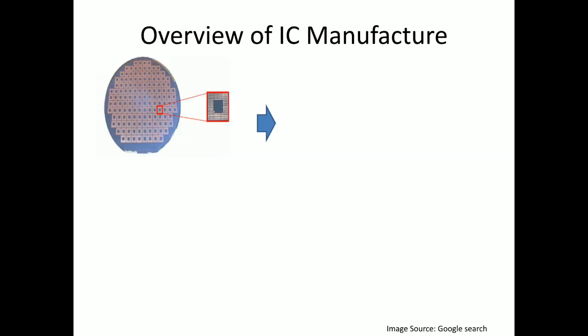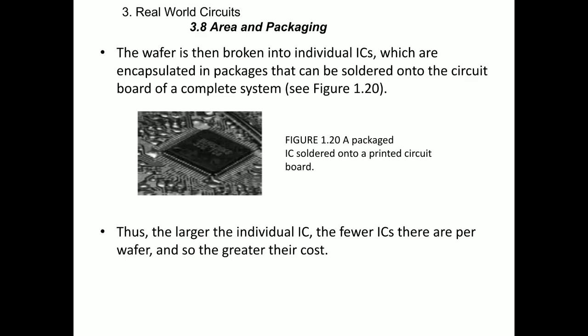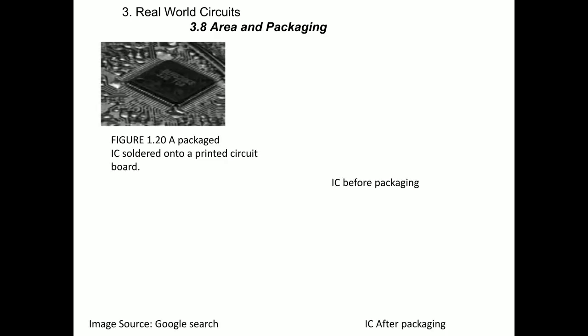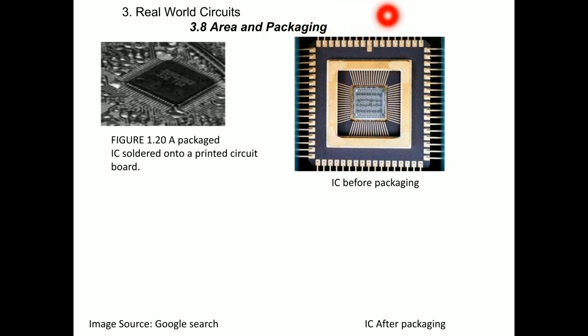Okay, we will see once again this enlarged version. This is the integrated circuit placed on the PCB. You can see in figure 20 an integrated circuit which is placed on a PCB. We will see before the packaging and after the packaging. This is the packaged IC. Before the packaging it will look like this. Before the packaging, this is a bare IC with pins and all.